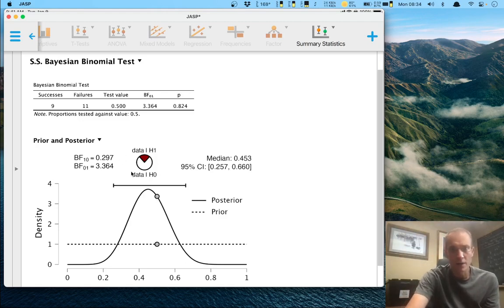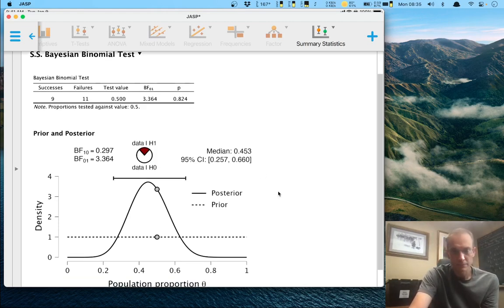And then finally, this little plot up here, this is what EJ likes to call a pizza plot. It is an odds ratio representation of the Bayes factor. So this white area of the pizza is support for the null, and it's 3.36 times the red area, which is support for the alternative. That gives you a visual representation of how much more likely the data are under one model than another.